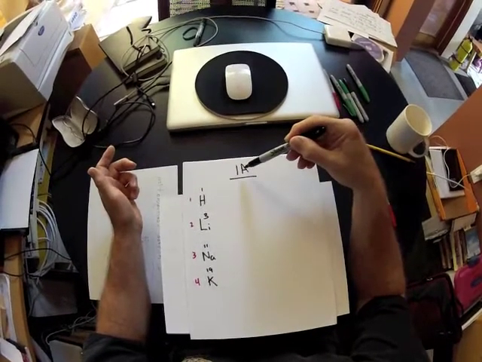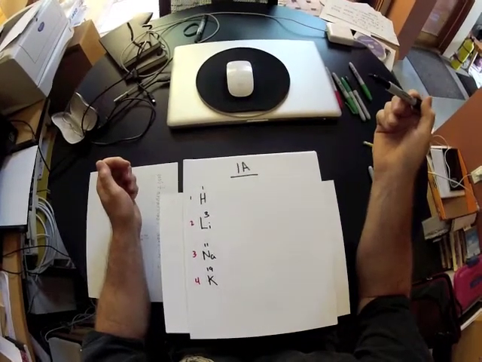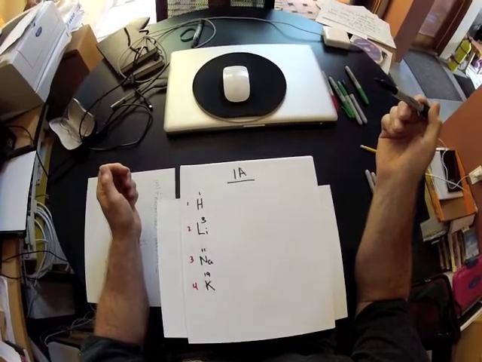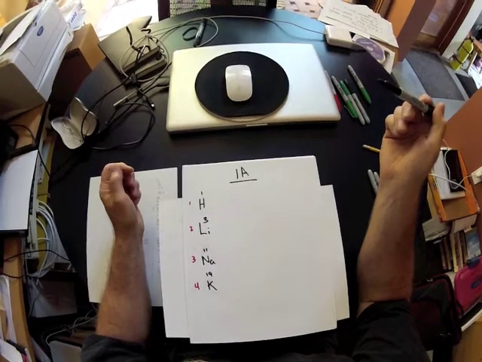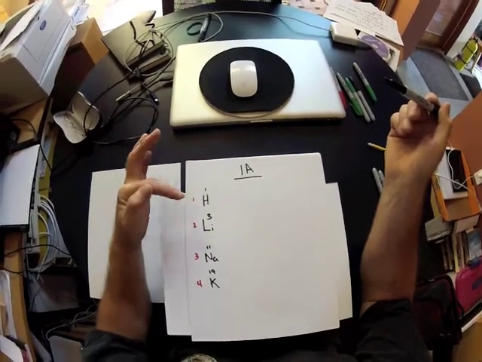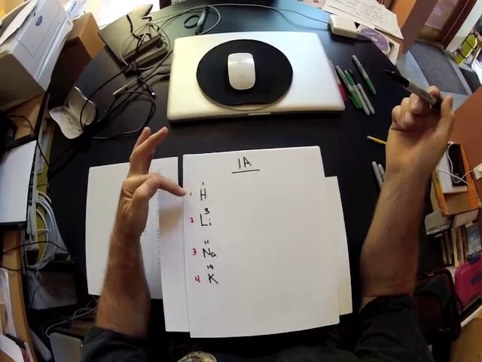Remember that the group number is a reference to valence, which is the number of electrons in the outermost energy level of a particular atom, or another way of thinking about it, it's the number of electrons on the outer surface of a particular element. The period number tells us which energy level is being filled.